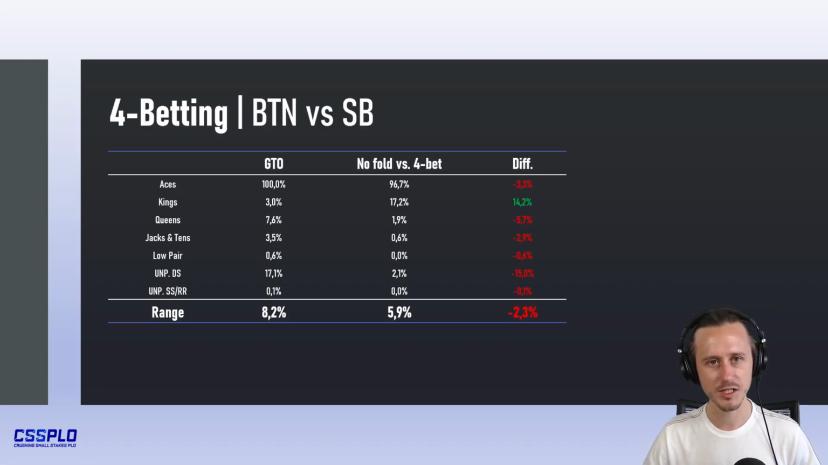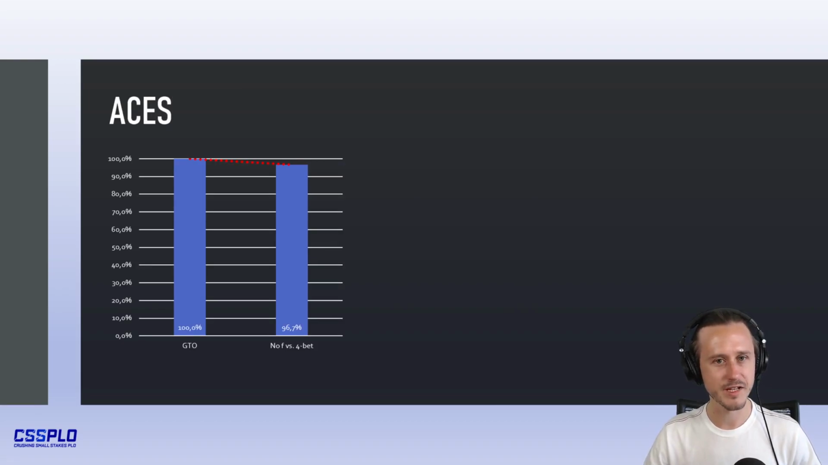And the question is, what are these differences and how to adjust correctly? Let's dive deeper into this specific topic and these outcomes that we see here. First, we're going to look into aces. Aces in a GTO setting, 4-betting 100% of the time. And if you know your opponent is never folding versus a 4-bet, we're dropping to 96.7. I mean, it's extremely low, and simplifying this to a pure 4-bet is totally fine.